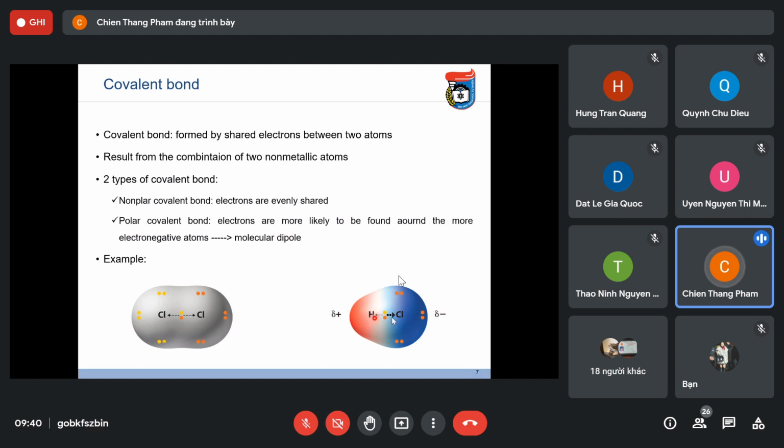So you can easily realize that when we combine two different types of elements, it will cause a bond dipole. The element which is more electronegative will have a partial negative charge, and the more electropositive element has a partial positive charge.